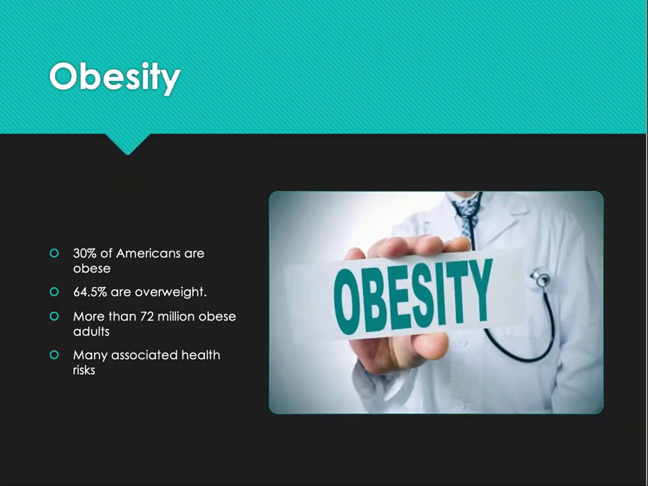Obesity, 30% of Americans qualify as obese. 2/3 are overweight. And so that's a lot of people. And there's a lot of health risks that are associated with obesity, including things like hypertension, high cholesterol, which leads to coronary artery disease. Diabetes is linked to obesity. Type 2 diabetes is linked to that. And stimulants can be used for that as well.